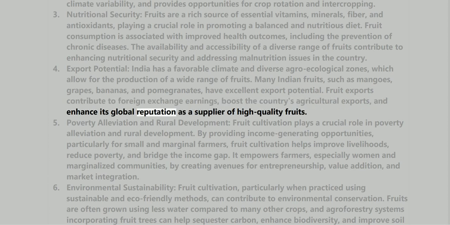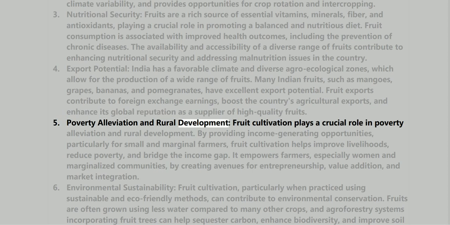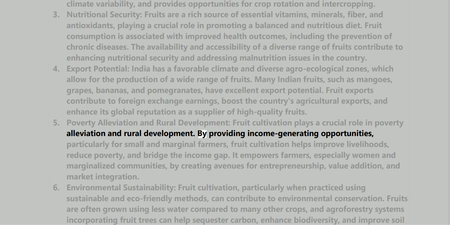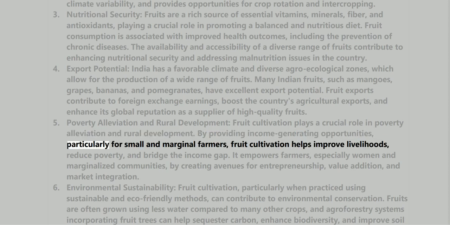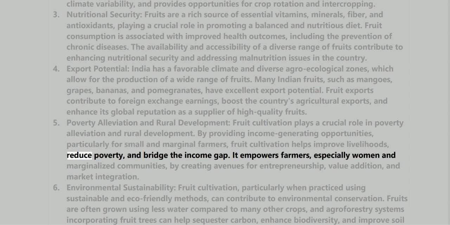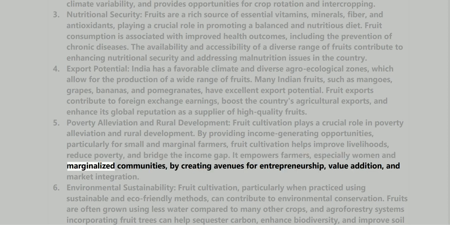of high-quality fruits. 5. Poverty alleviation and rural development. Fruit cultivation plays a crucial role in poverty alleviation and rural development. By providing income-generating opportunities, particularly for small and marginal farmers, fruit cultivation helps improve livelihoods, reduce poverty, and bridge the income gap. It empowers farmers, especially women and marginalized communities, by creating avenues for entrepreneurship, value addition, and market integration.